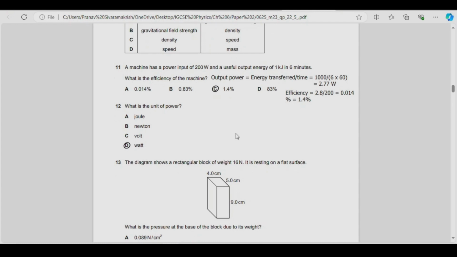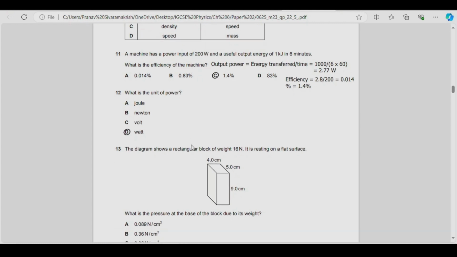So what is the unit of power? That's the next question. That's an easy win, right? The unit of power is not the joule, that's the unit of energy. It's not the newton, that's the unit of force. It's not the volt, that's the unit of voltage, which we will visit when we look at electricity. It's the watt. So that is an easy question.